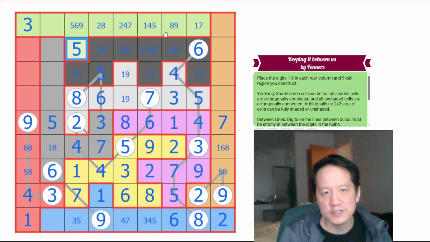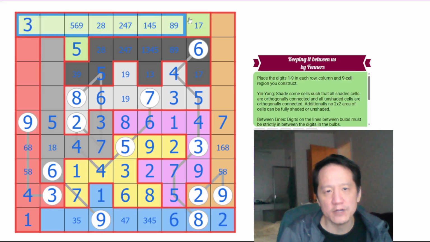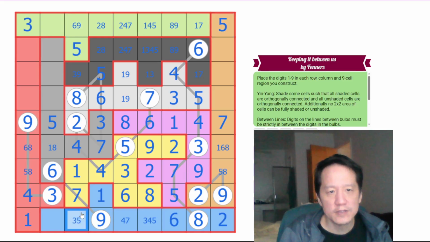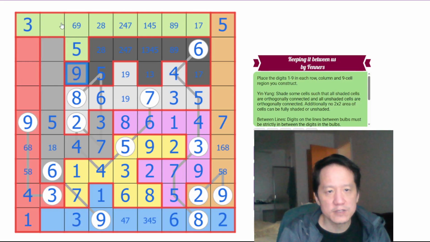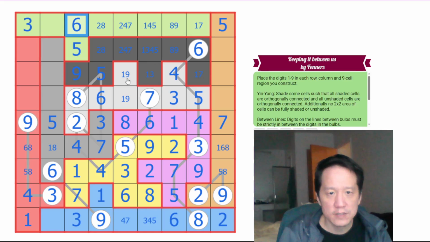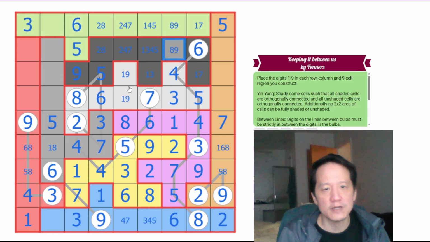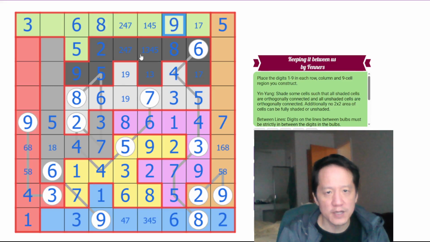Because again, this digit eliminates that digit from any other cell in the green region, so it has to be here for row 1. So this is 5. This cannot be 5. This can't be 5, so it must be 3, which makes this 9, which makes that 6. This 9 means this can't be 9, so this is 8, which makes that 2, which makes that 8, which makes that 9. This can't be 2 anymore.